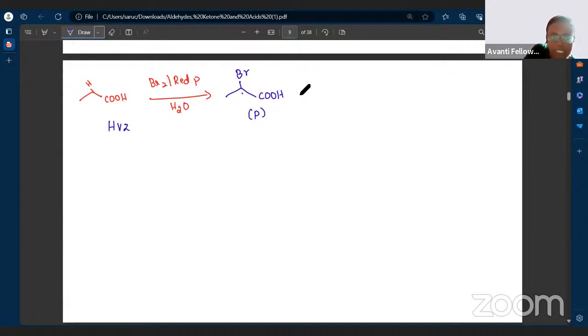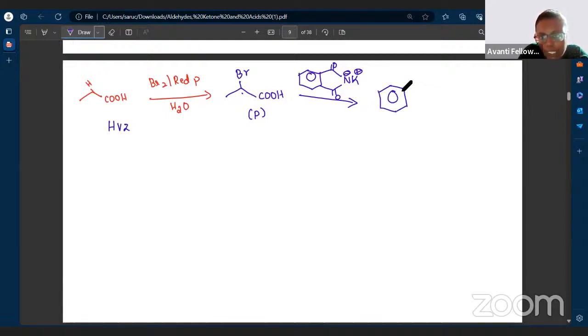Now, this P is going to react with potassium phthalimide. So N minus, P. Now, what will you be getting? N minus K plus. What would be the product? Can you imagine the product?